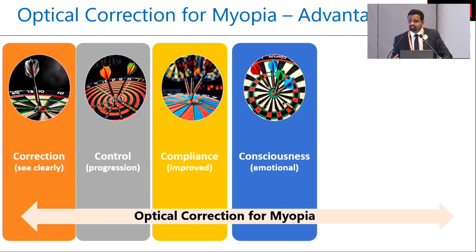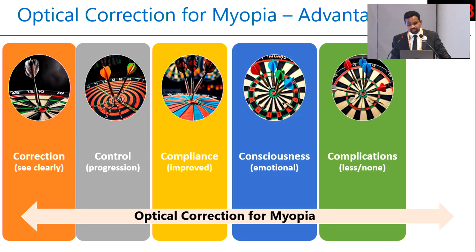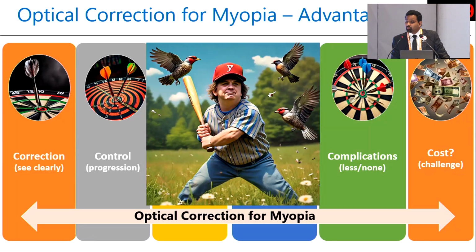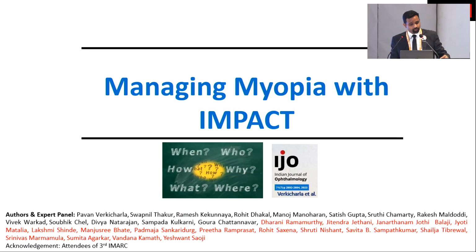And the emotional stress that the parents or the child have with an external agent, versus something that they have to wear, is much more minimal. Complications, again, are less or nil. The only worry that we have right now is the cost. That's a bit of a challenge, but with the clinical trials that we are running, I'm confident that the cost is going to come down.